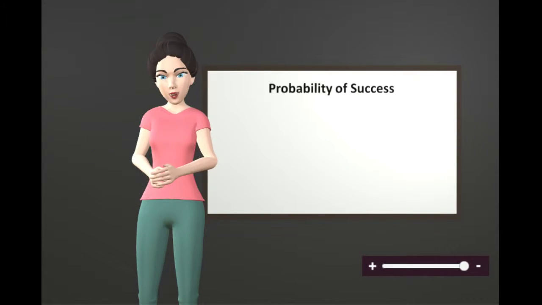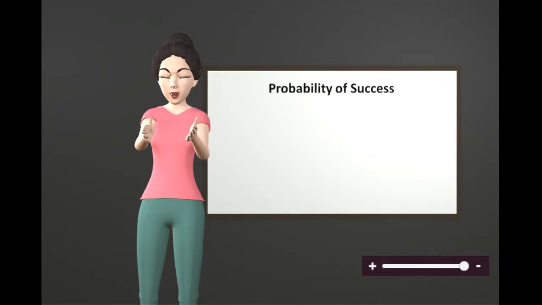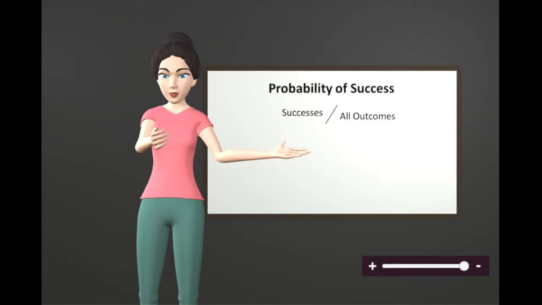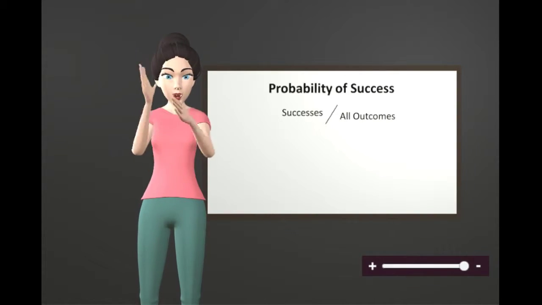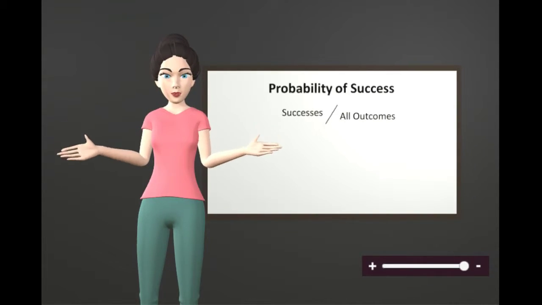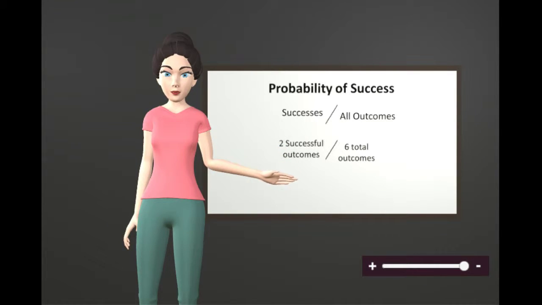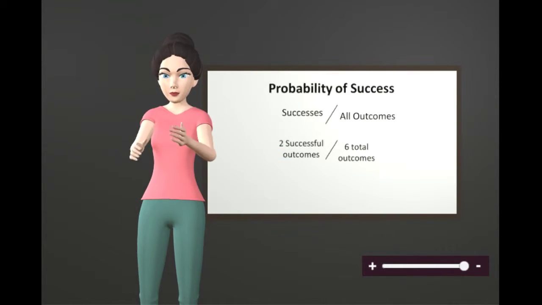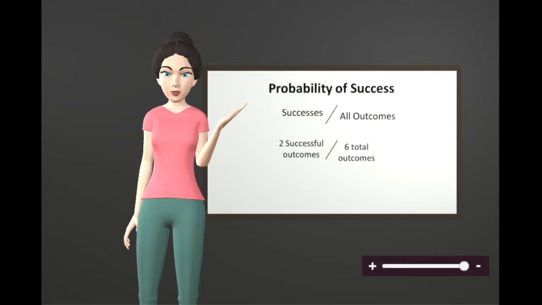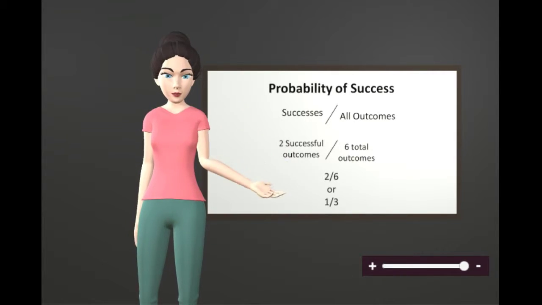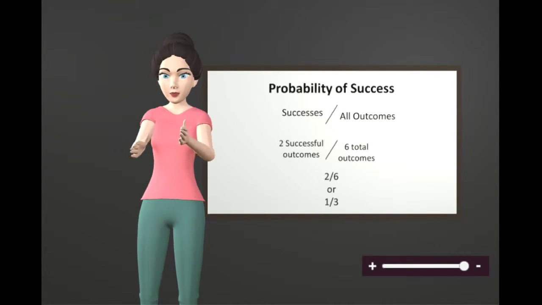Next, we should figure out the probability of success. The probability of success is the number of success outcomes divided by the total number of outcomes, including the success outcomes, if all the outcomes have an equal chance. In this case, there are 6 equally likely outcomes, and 2 of them are successes. So the probability of success is 2 out of 6, or 1/3. We can expect a 5 or 6 to come up about 1/3 of the times the die is rolled.